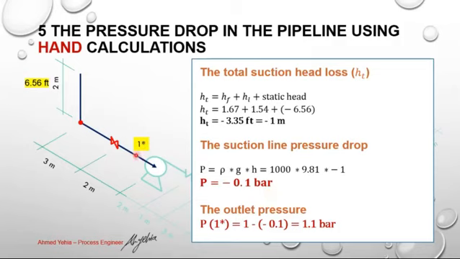Now we can calculate the pressure at the end point of the suction line. We calculate it as 1 minus minus 0.1, where 1 bar is the pressure at the initial point, the start of the suction line. Then the final pressure is increased. That's 1.1 bar.